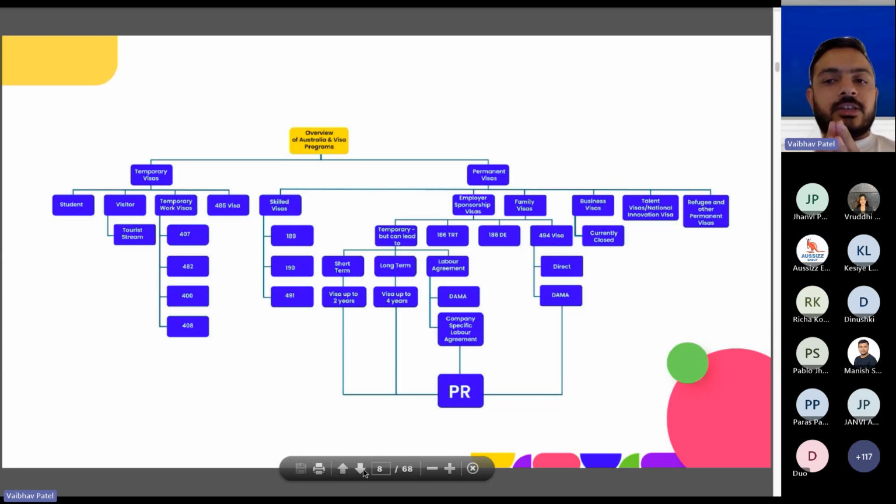The next category is refugee and asylum seeker and other humanitarian visas, which is more for if you are not safe in your country. For example, right now, people from Palestine, or when you saw the crisis in Afghanistan, people can choose to apply for a refugee visa under this category.